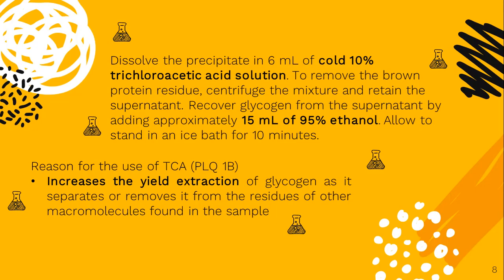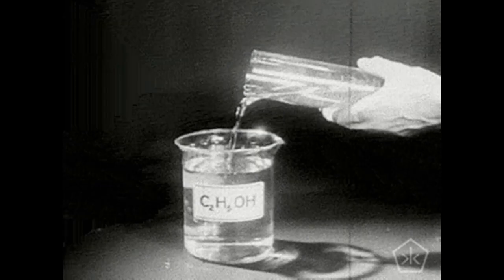Here we have another reagent, TCA. The reason for the use of trichloroacetic acid is it helps increase the yield extraction of glycogen. How? It separates the remaining residue of other macromolecules from the glycogen. This is then followed by the addition of water and reprecipitation through ethanol to fully isolate and extract the glycogen.